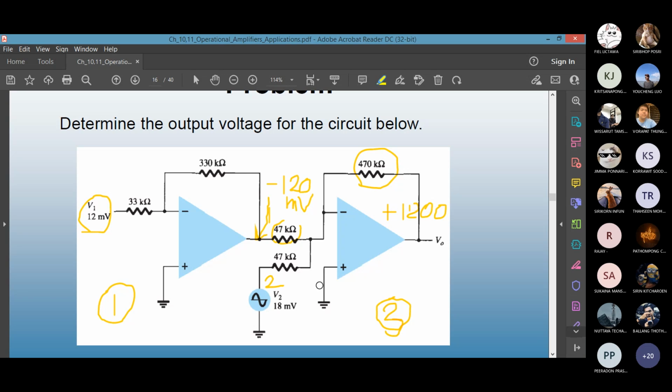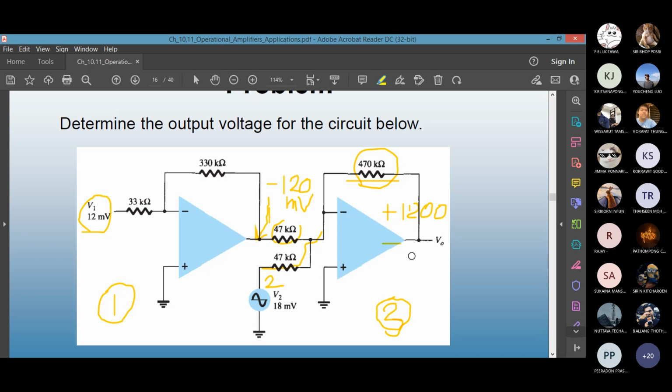Now you can actually focus on the bottom one. You have 18 millivolts coming in, going through R2 and then RF. The ratio is again 10. So how much you get on the output side? 18 millivolt followed by this path. 180. 180 millivolt, plus or minus? It will be minus. It will be minus.